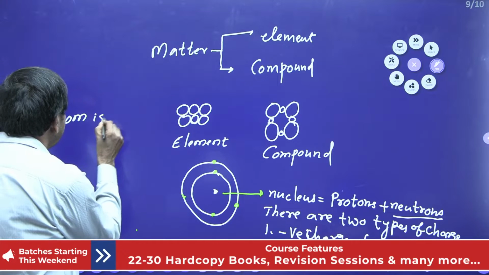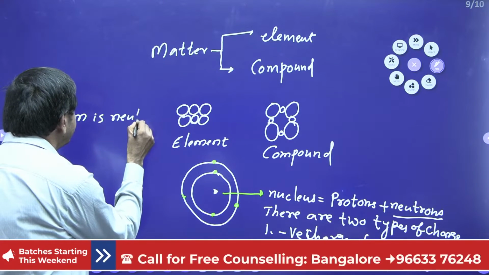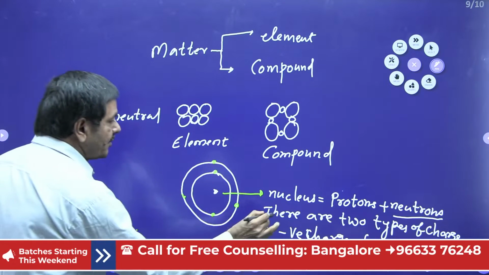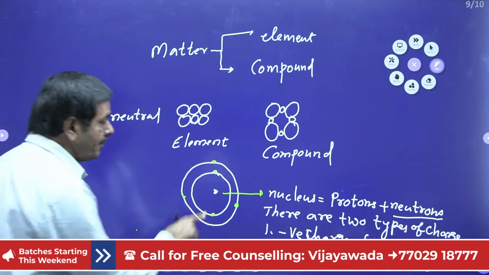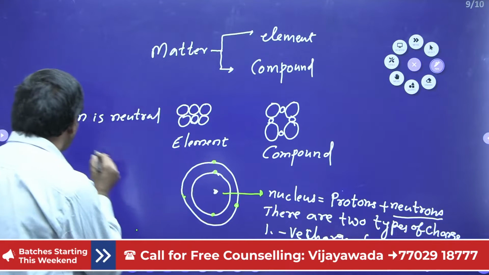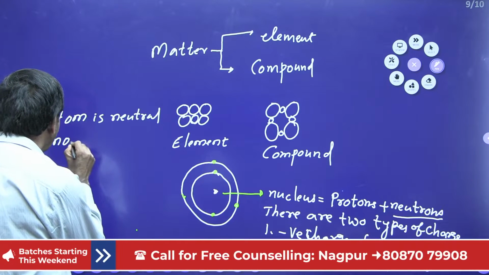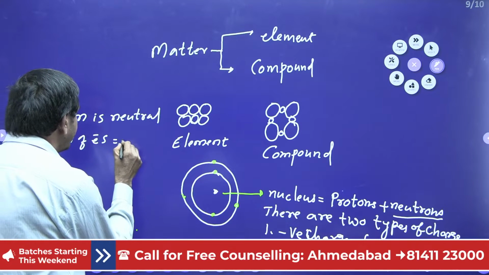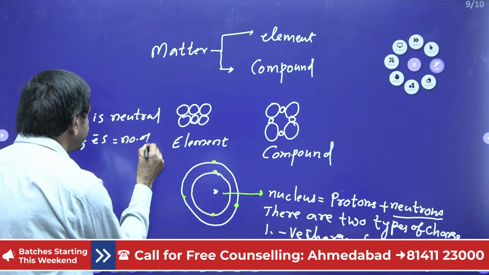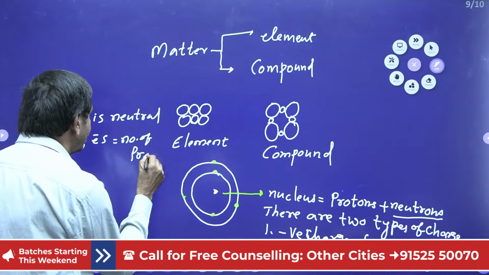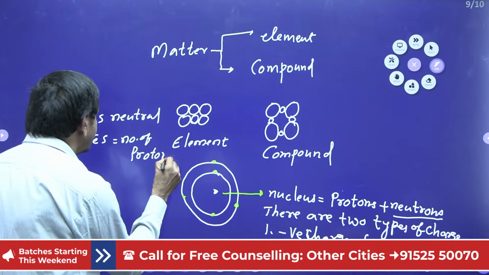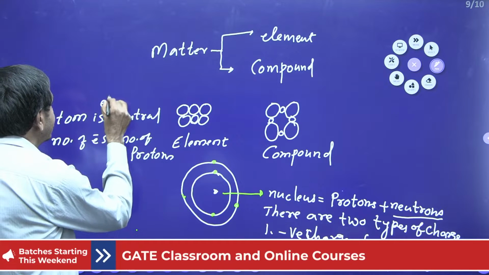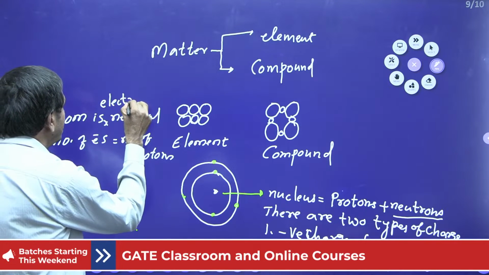Atom is neutral we can call. When can we say neutral? When the number of electrons and the number of protons are equal only. Number of electrons equal to number of protons only. If these two are equal, then we can say the atom is electrically neutral, we can say exactly. Electrically neutral.